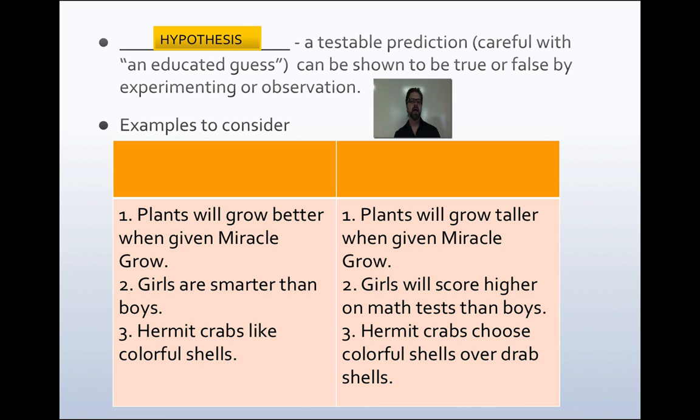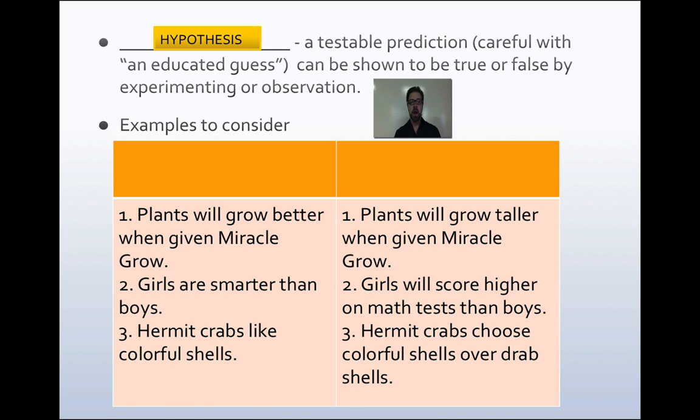Well, I hope you picked the one on the right, because we all know what taller means. There are no other opinions on what taller can mean. But what about the word better? Better is subjective. Some people might think greener, some bushier, some taller, some fatter. We don't know. So by using a weak word inside your hypothesis, it weakens the whole idea. We want to be very precise and use terminology that fits the description of exactly what we're trying to get to the bottom of.